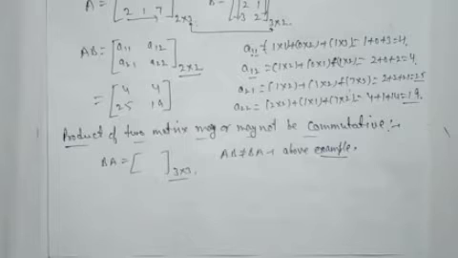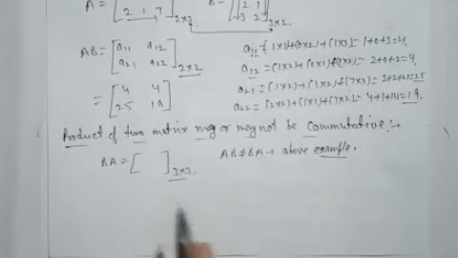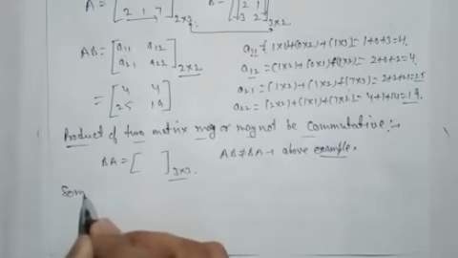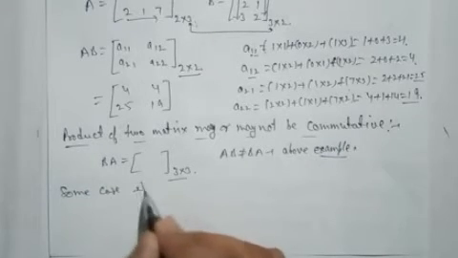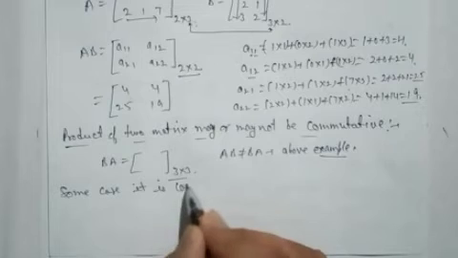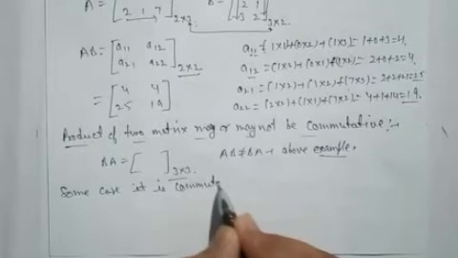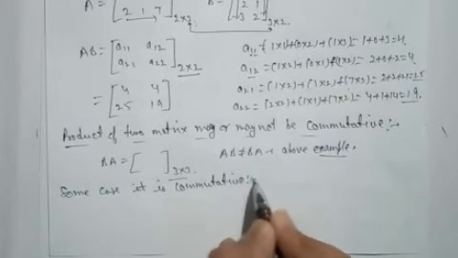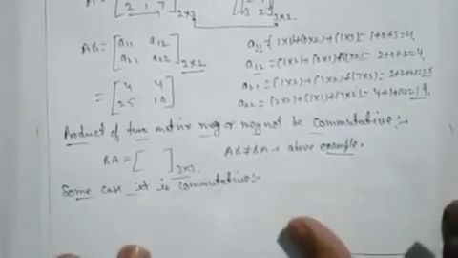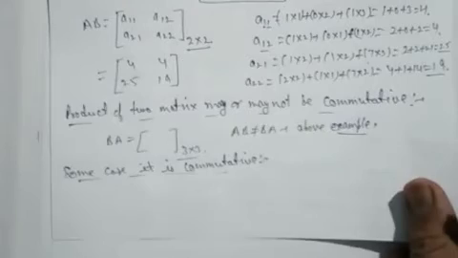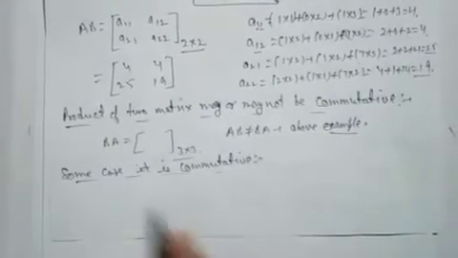But in some cases it may be possible, in some cases it is commutative. So generally we cannot say that it is commutative or non-commutative. So it depends upon the two matrices.